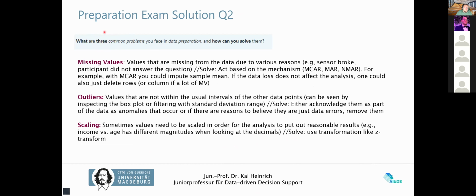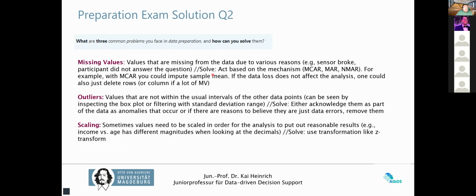of the things, right? So if I write, what are 3 common problems you face in data preparation and how can you solve them? So again, what and how can you solve them? 2 parts. There are 2 parts in the question. So missing values. What are missing values and solve?